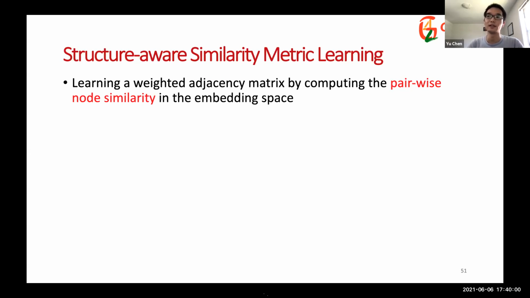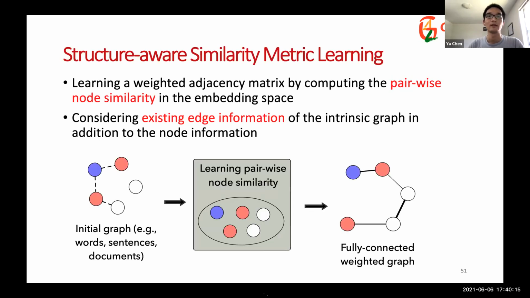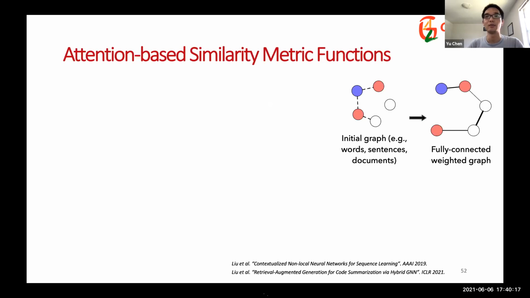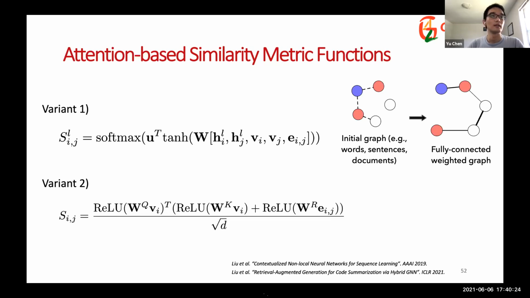structure-aware similarity metric learning. Unlike the node embedding-based metric learning, this approach, in addition, considers the existing edge information of the intrinsic graph when it's available. So let's see two example metric functions. Here's one and here's the other one.